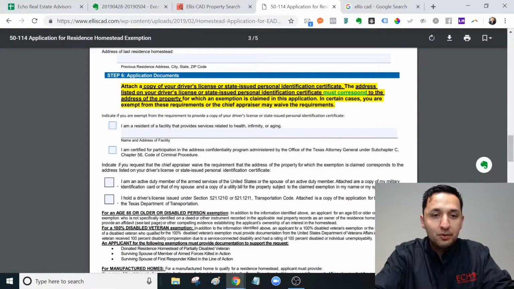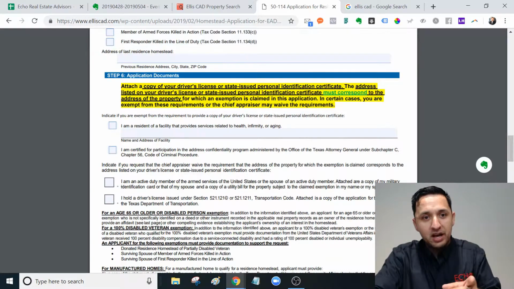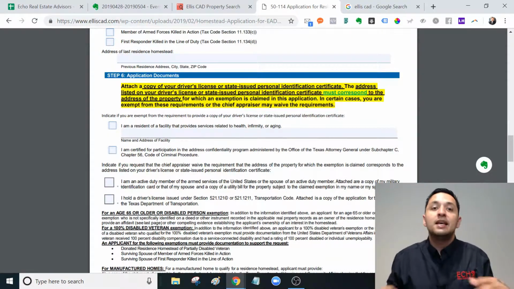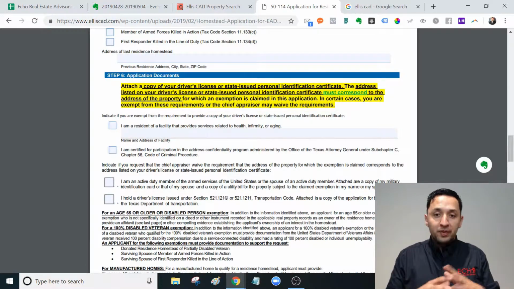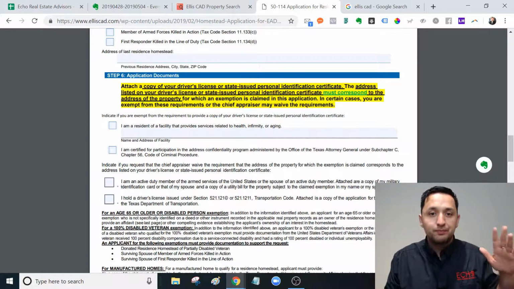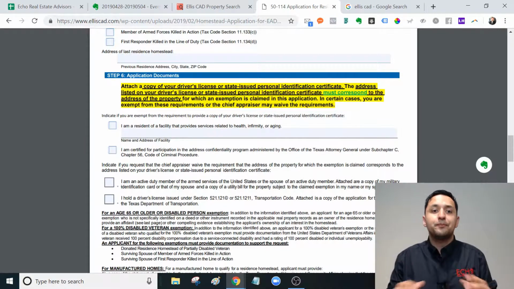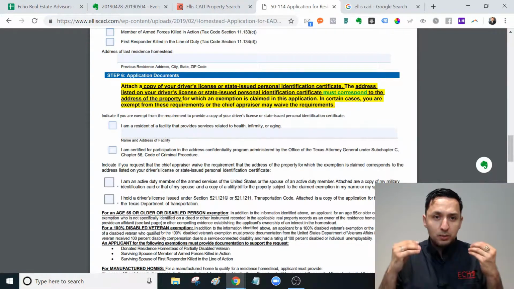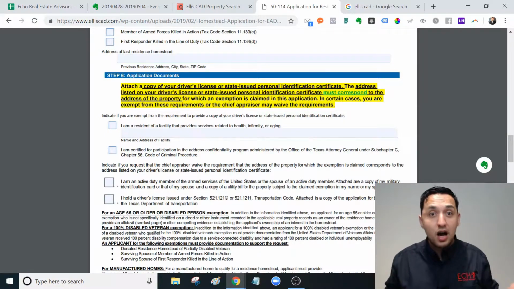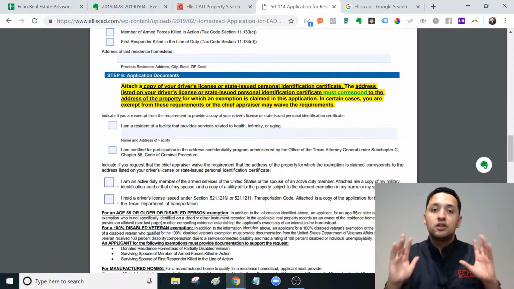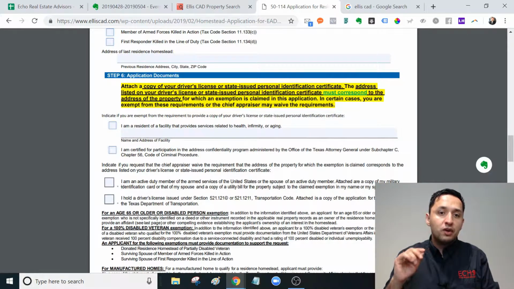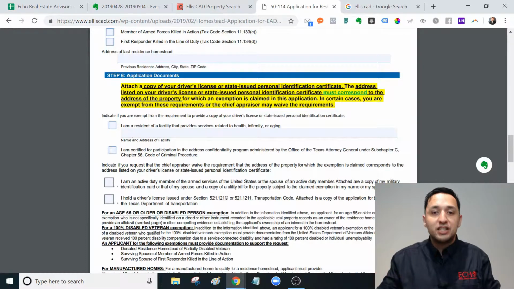The address listed on your driver's license or state-issued personal identification certificate must correspond to the address of your property. That's super important. That's a recent change in the past years where the address on your driver's license or state-issued ID card has to coincide with the address that you're filing this homestead exemption for. Before, what they were running into was people filing homestead exemptions on homes they didn't occupy, so rental properties and everything else like that. So this is the way that they're combating that. Whatever address you have on your driver's license has to match the address on your property.